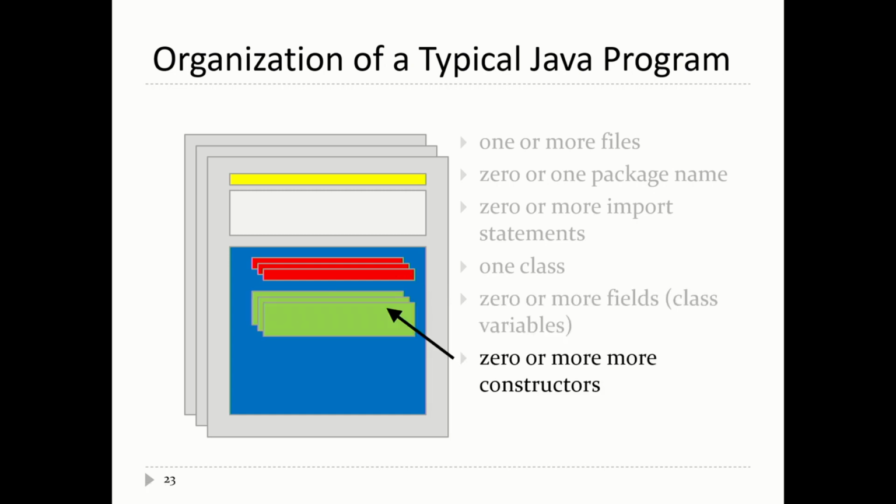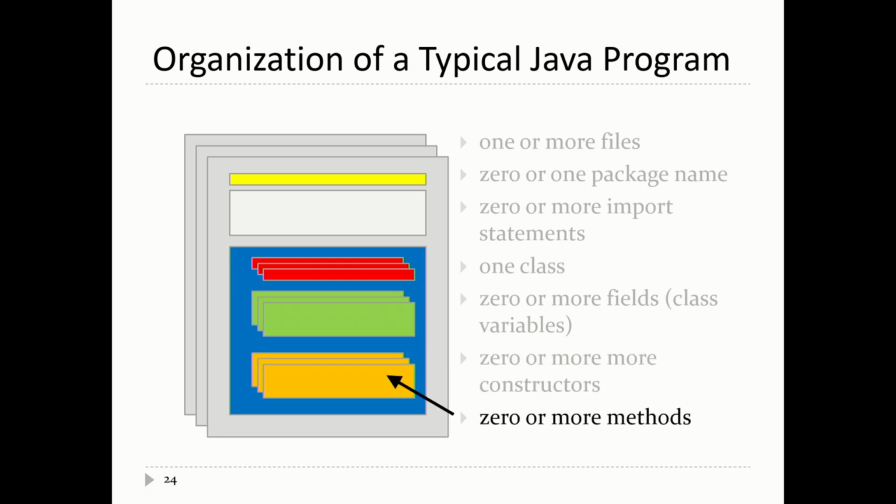Then you can have these things called constructors. We've used constructors, for example, to make a new array list. Well, we haven't implemented them yet. So when we go to implement our own types, we're going to have to provide our own constructors. We're going to provide 0 or more of those. And then a class typically has some methods in it, so there can be 0 or more methods in the class as well.